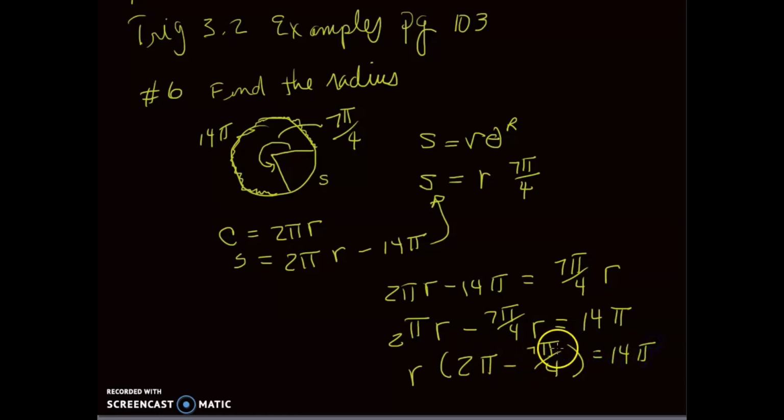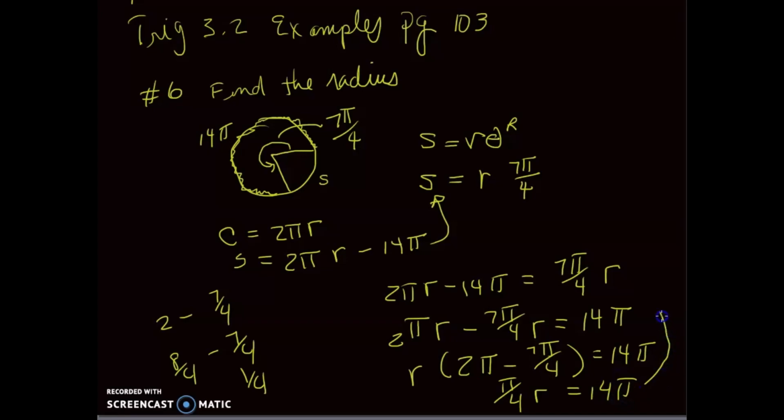Well, hold it. This is like 2 minus 7 fourths, right? 2 minus 7 fourths is, how many fourths is 2? That's 8 fourths. Minus 7 fourths, which is just 1 fourth. So this part is just pi over 4 times r equals 14 pi. I've run out of room, but let's do it up here.